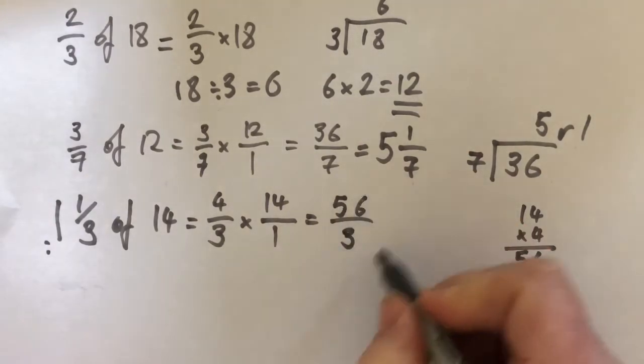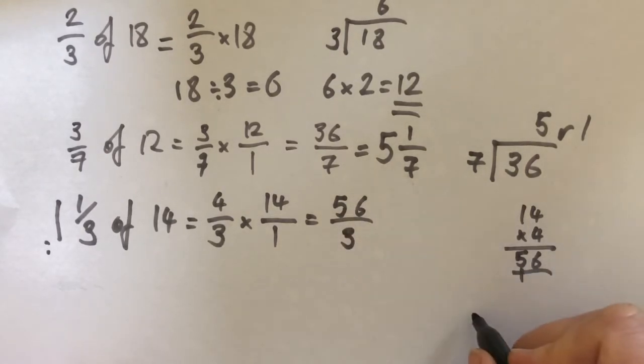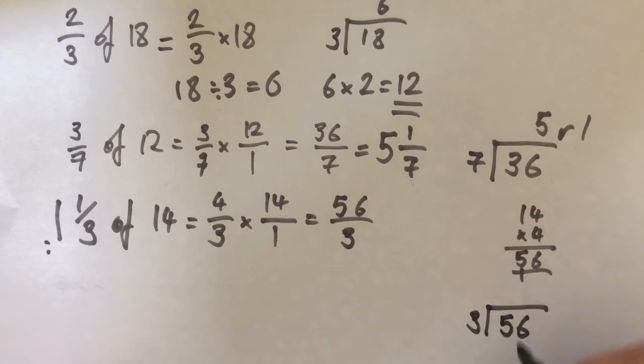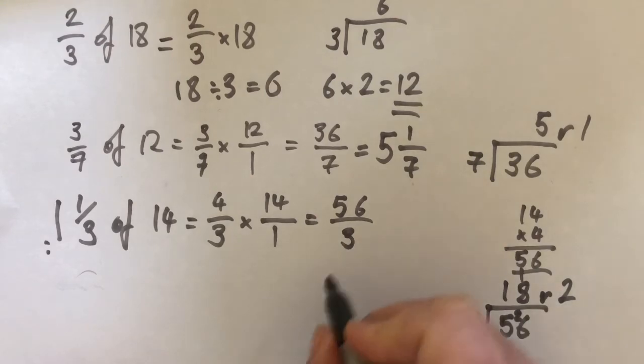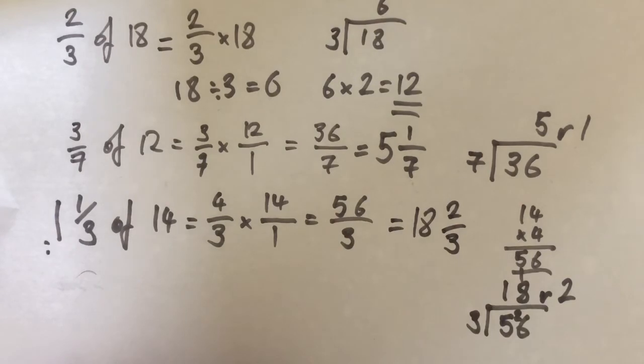Now, with this fraction, we need to check that it doesn't just become a whole number. So I'm going to do 3's into 56. 3's into 5 goes 1 with 2 left over, and 3's into 26, well, 24 would be 8 of them, and so we'd have 2 left over. So our answer becomes 18 and 2/3.